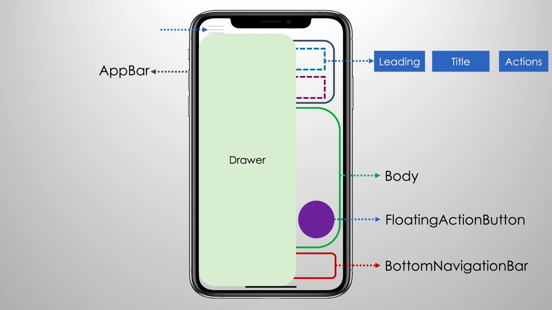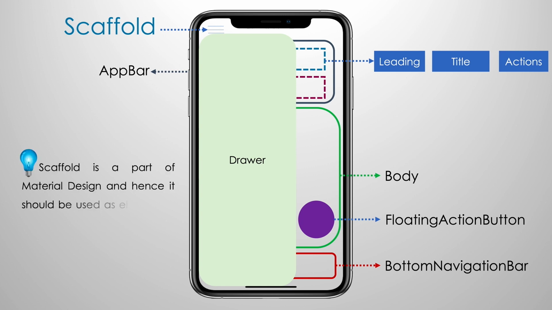And now we need to group all these widgets to build a single widget, right? For that, we need to use the Scaffold widget. And we need to remember one important point, that Scaffold is a part of material design, and hence it should be used as an element of material design, for example, MaterialApp. Now let us redesign the previous application using the Scaffold widget.